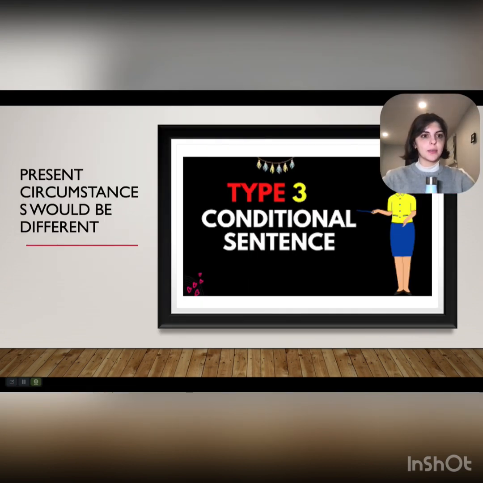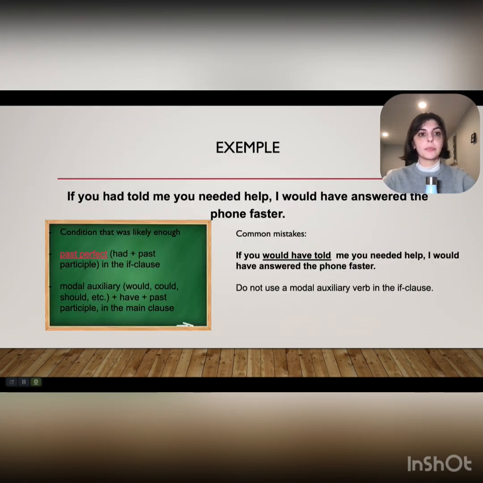Third conditional sentence. The third conditional sentence is used to explain that a present circumstance would be different if something different had happened in the past. For example, if you had told me you needed help, I would have answered the phone faster. These sentences express a condition that was likely enough, but did not actually happen in the past. The speaker in the first sentence was capable of helping but did not. This is a condition that was likely but regrettably did not happen.